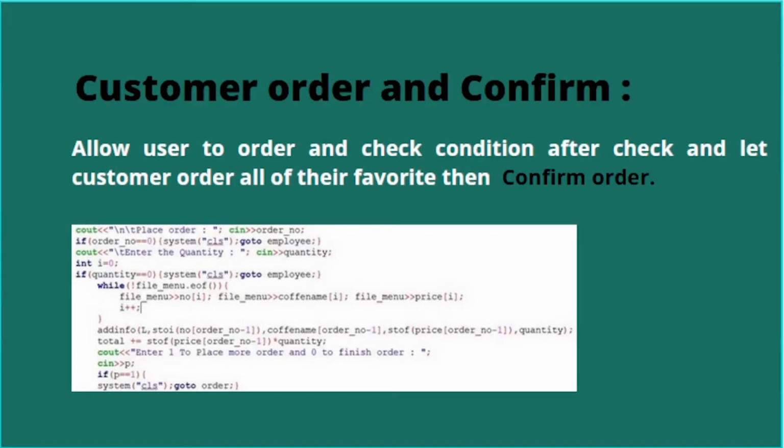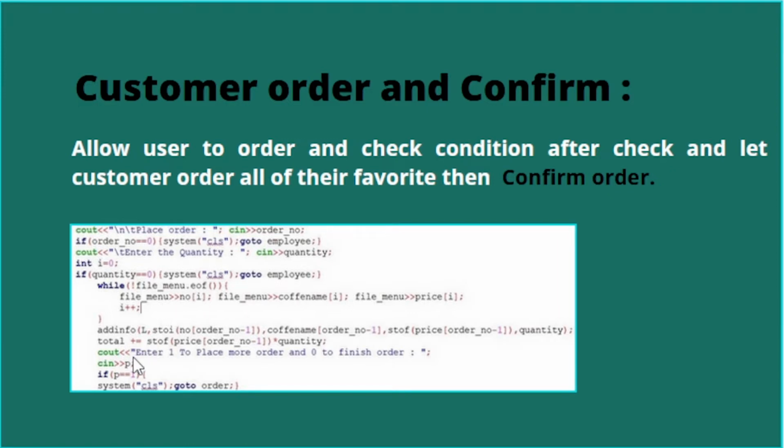Okay, the next slide is about the customer order and confirm. I allow the user to place an order for their favorite product and the quantity. This condition I use to check if the customer didn't enter any number in the menu, so I let them enter again. And this condition I use to check if they didn't enter the quantity or the quantity equals 0, then I let them enter again.